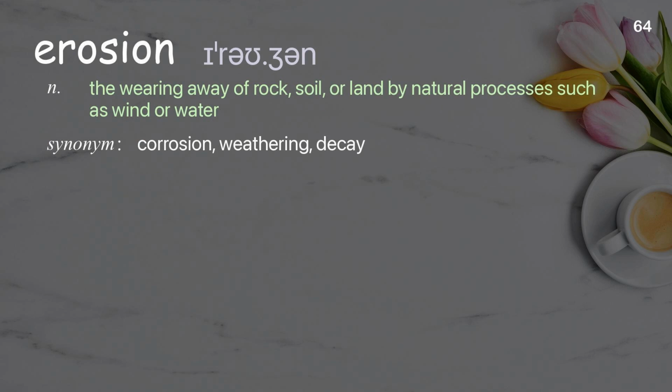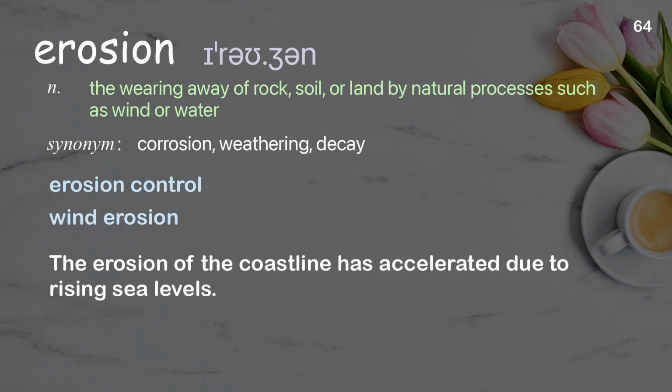Erosion. The wearing away of rock, soil, or land by natural processes such as wind or water. Examples: Erosion control. Wind erosion. The erosion of the coastline has accelerated due to rising sea levels.